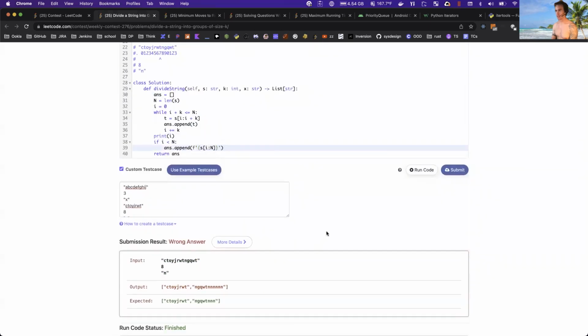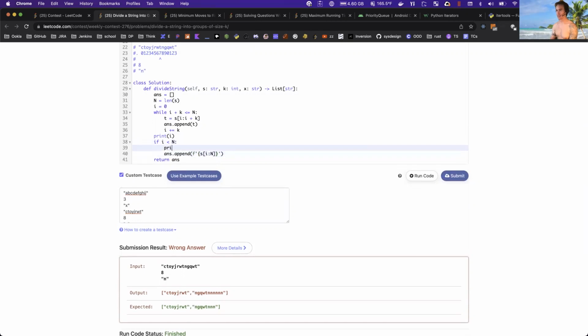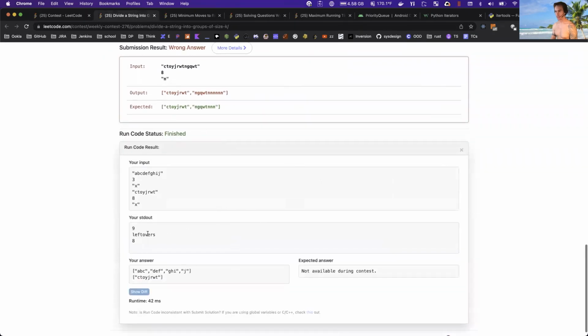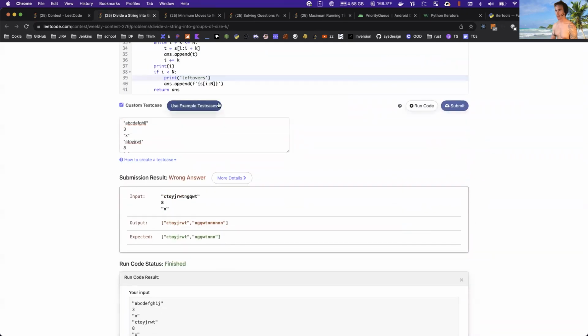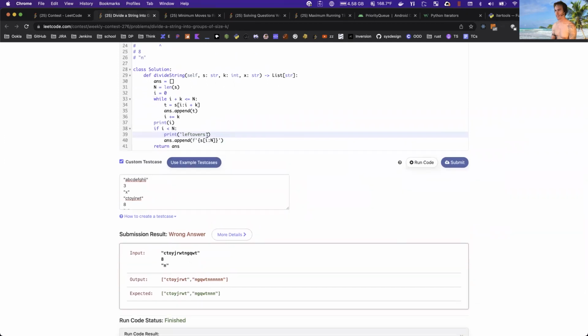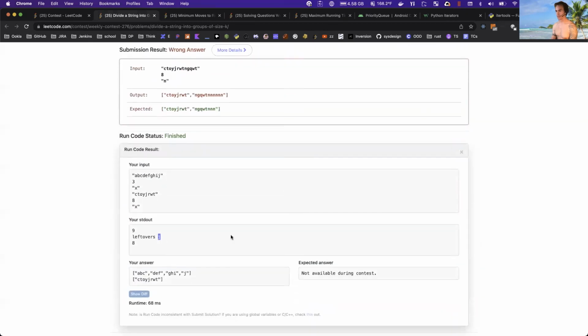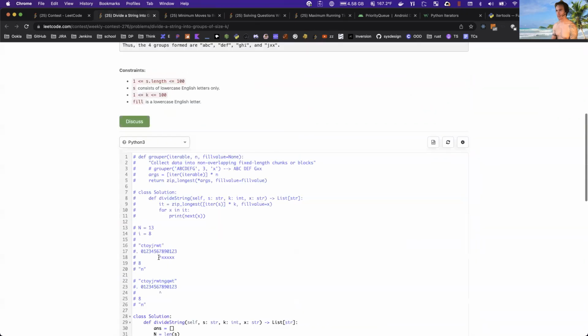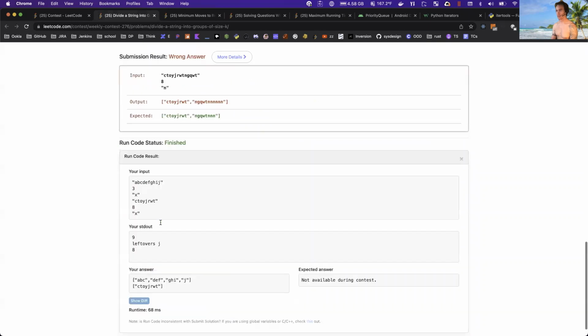That's not working. If I is less than n, leftovers. Ay ay ay. This is taking me forever. Okay, 7 minutes left in the contest. Ay ay ay. This leftovers. Okay. Why isn't it being appended then? I to N? S sub I to N. It's J. There is no leftovers for the other one. 8? Okay, because I did not copy and paste the input correctly.